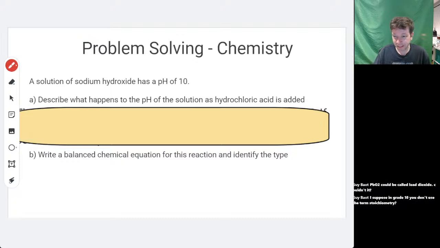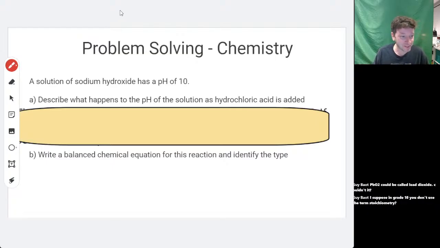I suppose in grade 10 you don't use the term stoichiometry. No, we don't use the term stoichiometry. In Ontario, they're first introduced to stoichiometry in grade 11 chemistry. So they have no idea what that would even mean. Stoichiometry is a lot of fun though, but not in grade 10, grade 11.